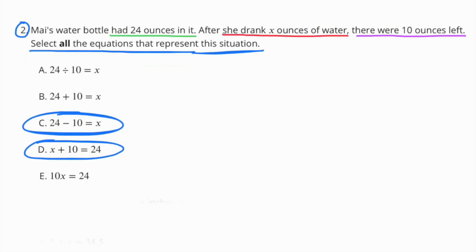Number 2, Mai's water bottle had 24 ounces in it. After she drank X ounces of water, there were 10 ounces left. Select all the equations that represent this situation. I selected C, 24 minus 10 equals X, and D, X plus 10 equals 24.